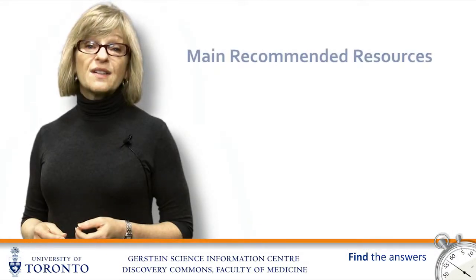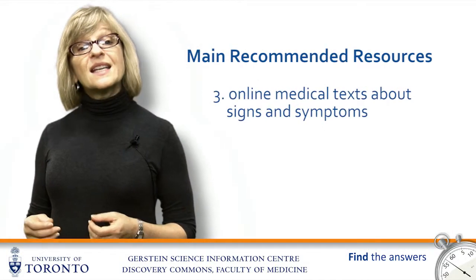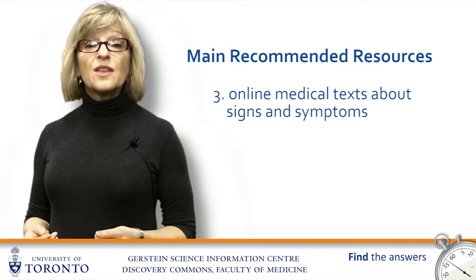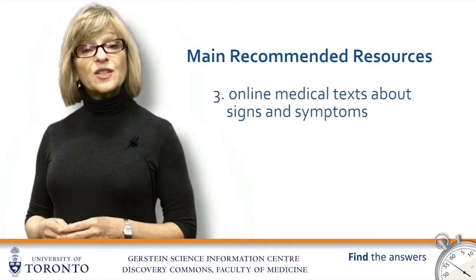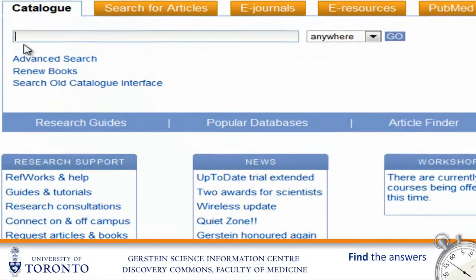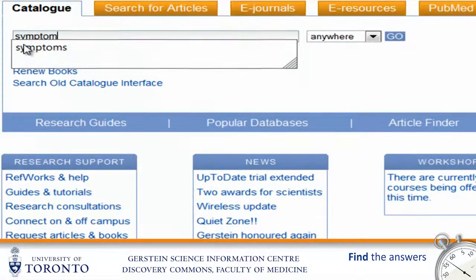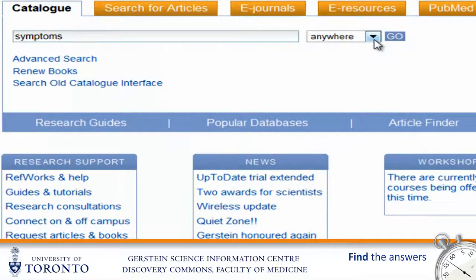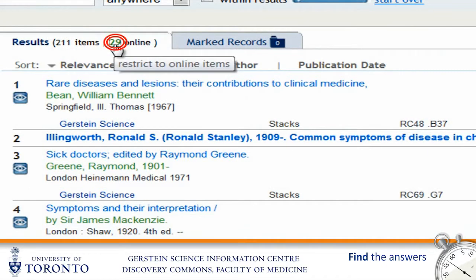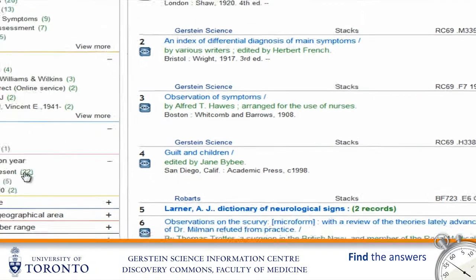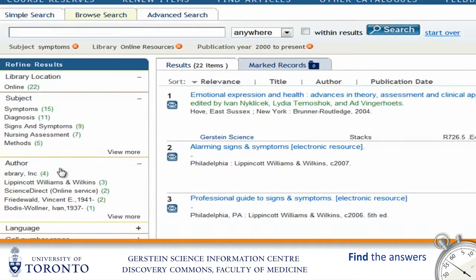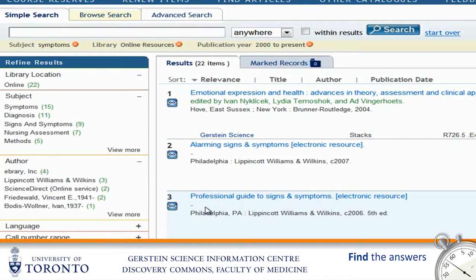The third source that we'll look at today is electronic books and manuals. The University of Toronto Library owns several electronic textbooks and manuals of signs and symptoms that can help you. To find them, search the U of T Library Catalog for the keyword Symptoms. Then select the online resource. Then limit to the acceptable date range to find the most recent books. Select the title that seems likely to be comprehensive and search it as you would any electronic book.